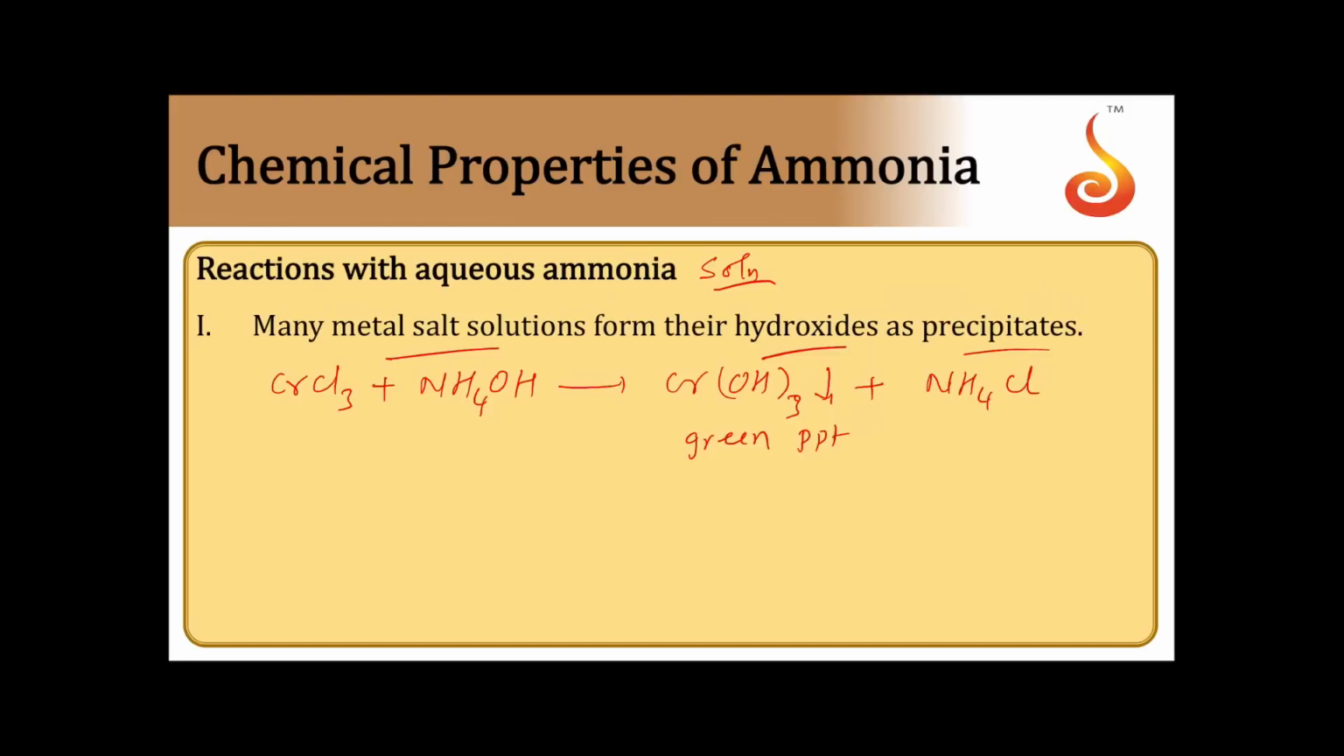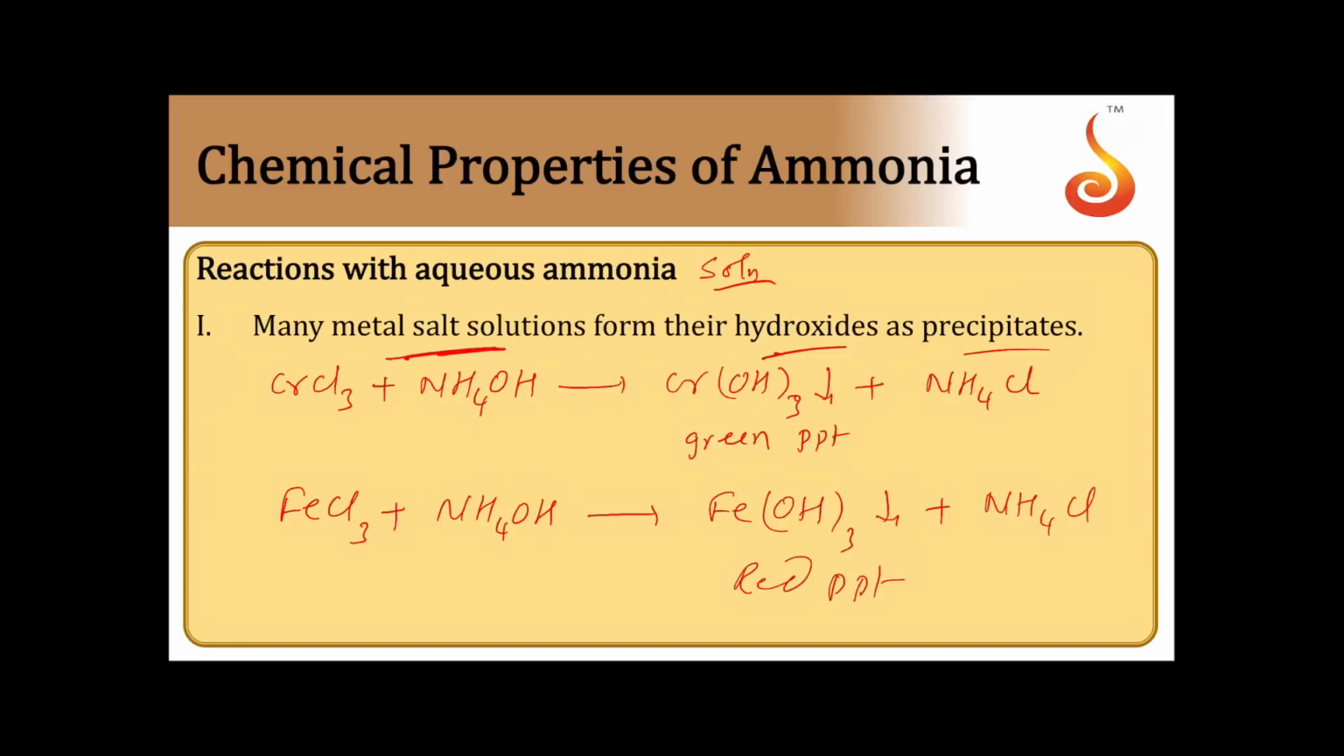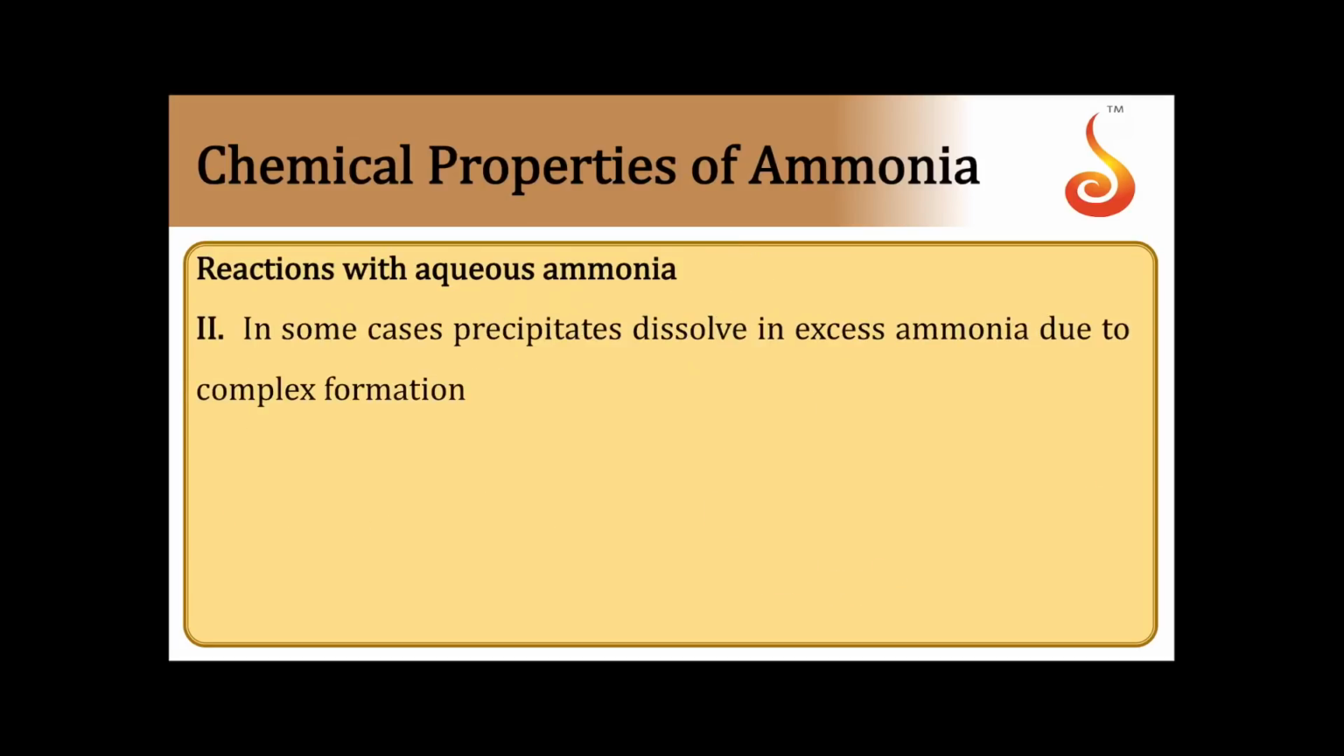Suppose you take ferric chloride plus ammonium hydroxide, NH4OH. This forms ferric hydroxide precipitate, Fe(OH)3, plus the same byproduct, ammonium chloride. Here the color is red, we have a red precipitate. In this way, some metal salt solutions form their hydroxides as precipitates. These reactions are basically used in salt analysis also.